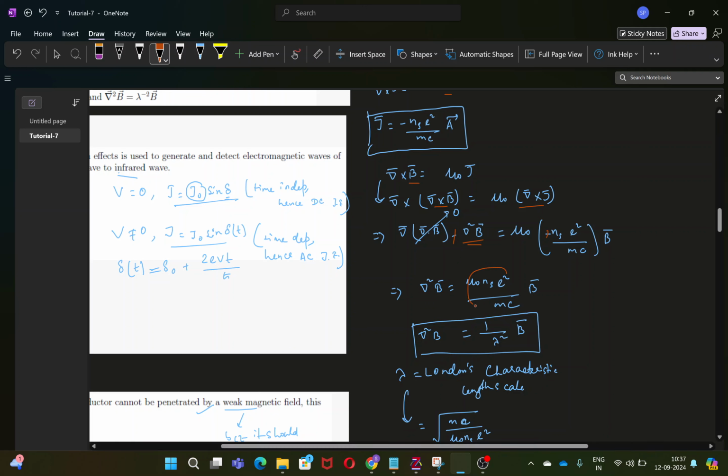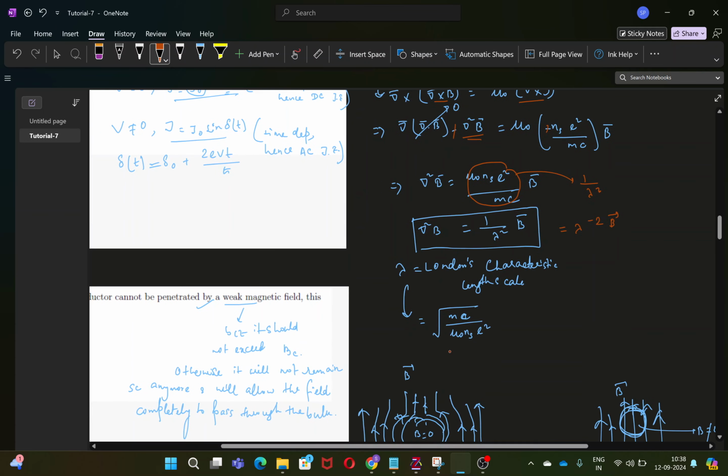You can define this whole term as 1 by lambda squared, where lambda is a characteristic length scale known as the London penetration depth, and therefore you get an expression like Laplacian of B equal to lambda to the power of minus 2 B vector, and London penetration depth lambda is equal to root over of m into c divided by mu naught ns e squared, or in SI, lambda L, London penetration depth, equal to root over m by mu naught ns e squared.